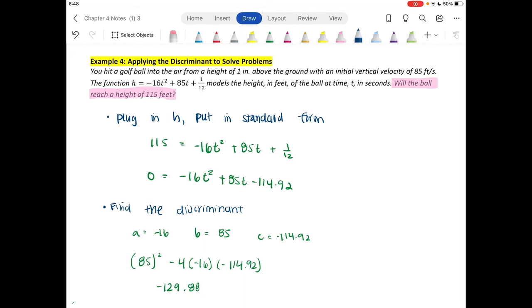So the last thing that we need to do is to evaluate. What does it mean that we have a negative discriminant? Well, negative discriminants tell us that we have no real solutions. Therefore, the ball will not reach a height of 115 feet. If we had gotten a positive discriminant, then that would have meant it did reach that height.